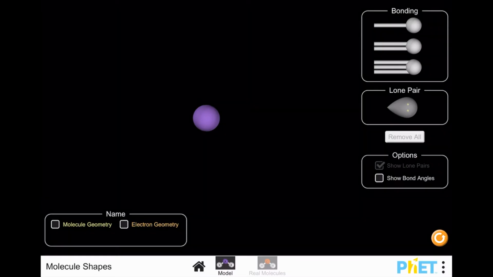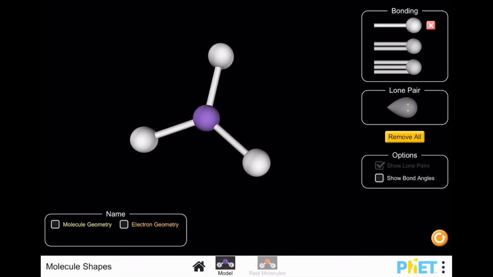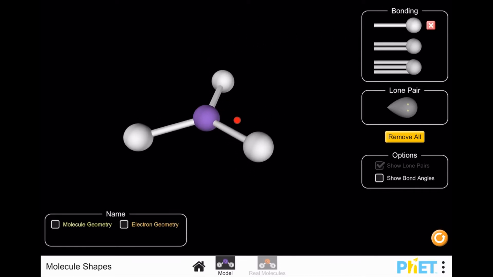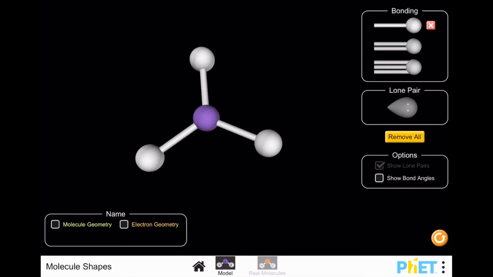Okay, so here I am in PhET. So I'm going to go ahead and build ammonia. So I've got my nitrogen in the center. I've got 1 bond. I've got 2 bonds. So remember, that's that linear geometry. And as I add a 3rd bond, right, the repulsions move them apart. That's trigonal planar. So notice they're all flat. And looking from the top, that's that 120 degree angle.